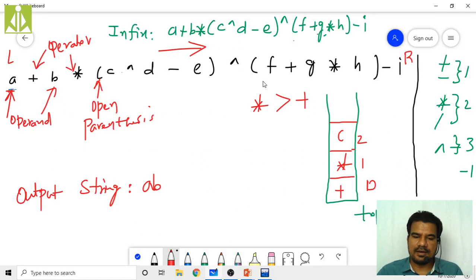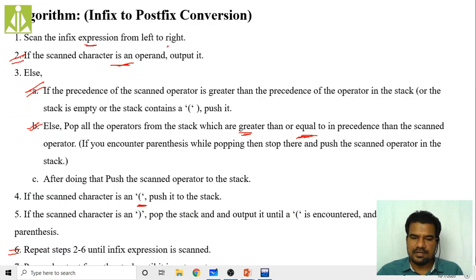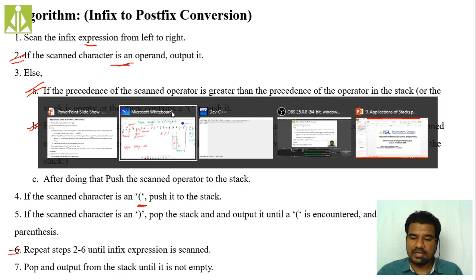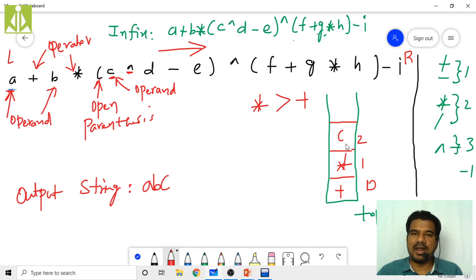Next what we have to do? Again scan. Then we have C. What is this C? It is an operand. So add it to the output string. So C will come over here. Next what we have? Cap, the power operator. So if the precedence of the scanned operator is greater than the operator in the stack, or the stack is empty, or the stack contains an open bracket. So what is our case now? Our stack contains an open bracket, isn't it?